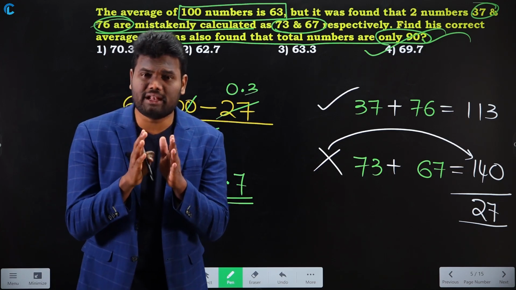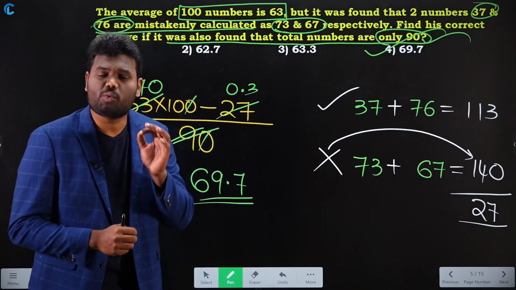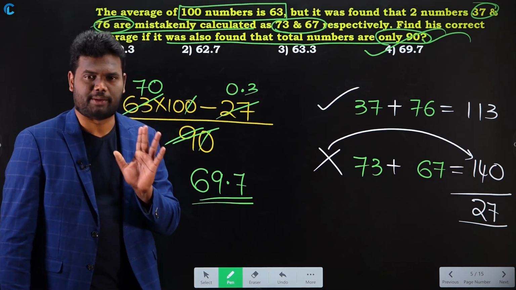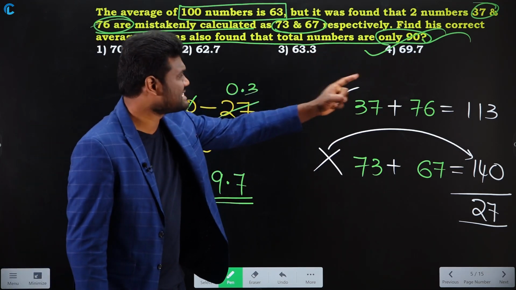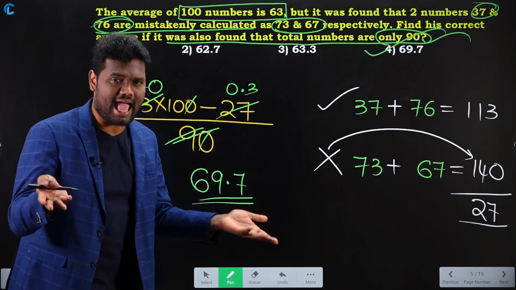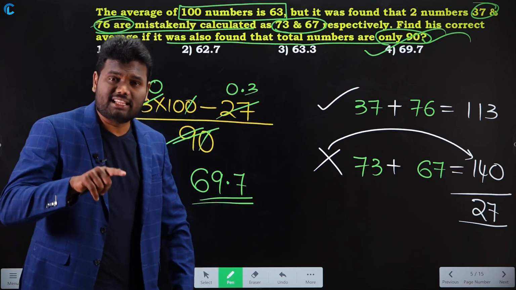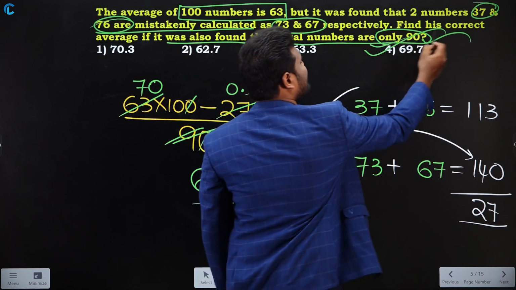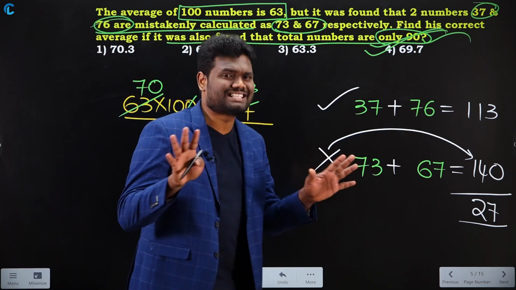Okay, very simple. I am going to repeat it one more time. Observe here carefully. The question was mentioning that there are 100 numbers, average is 63. But what happened? Two numbers, 37 and 76, are mistakenly taken as 73 and 67. And they are saying that the numbers are not 100 numbers. There are only 90 numbers. What is the correct average? That is the question. The procedure is the same procedure.